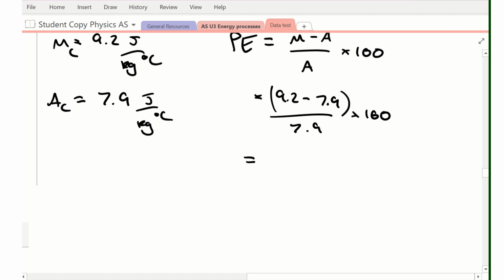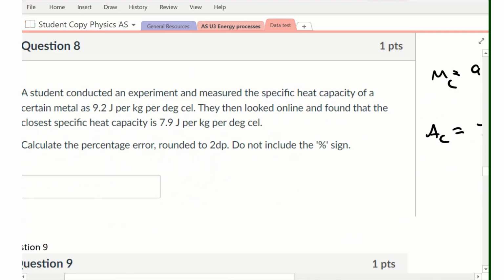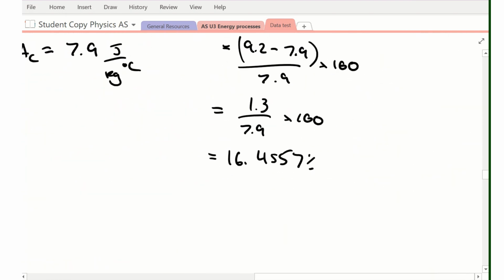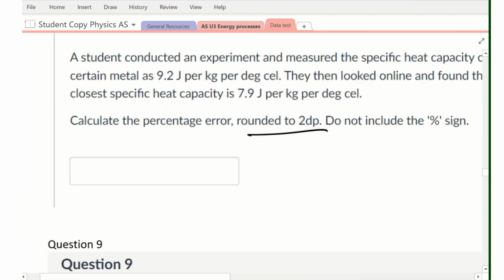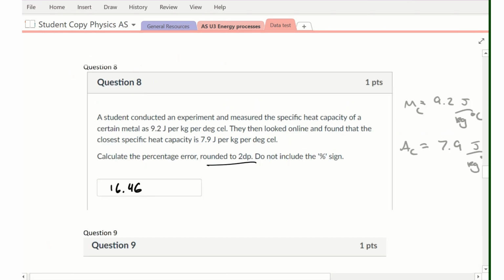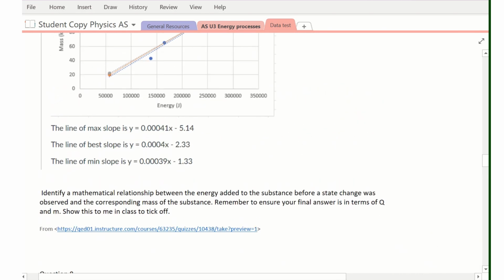So 9.2 subtract 7.9. You could separate it like this. This ensures that you're not going to get anything wrong. So that's 1.3 divided by 7.9 times 100, which is equal to 16.455%. And how many decimal places do we want? 2 decimal places. So 16.46. That is our answer.